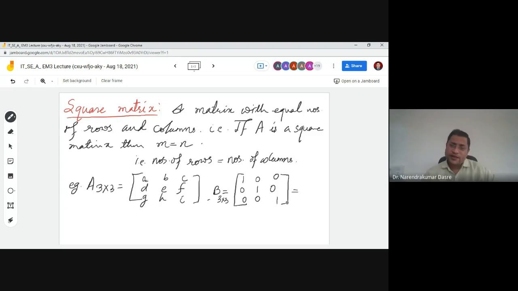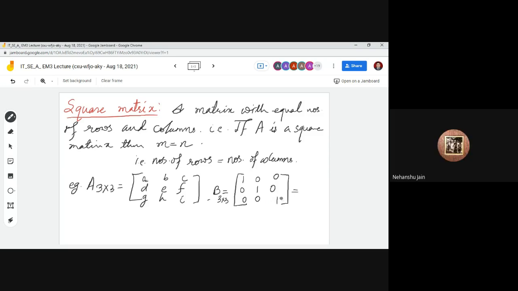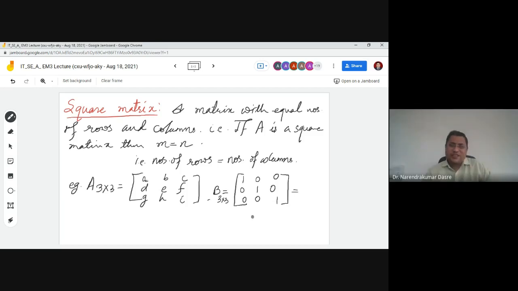Moreover, can I say this is an upper triangular matrix? Yes, and lower triangular also. Obviously it is a lower triangular matrix as well as an upper triangular matrix. So triangular matrix is another concept we got. And if this is an identity matrix, then we denote it by I, or if I want to say the order, then it is going to be I3.